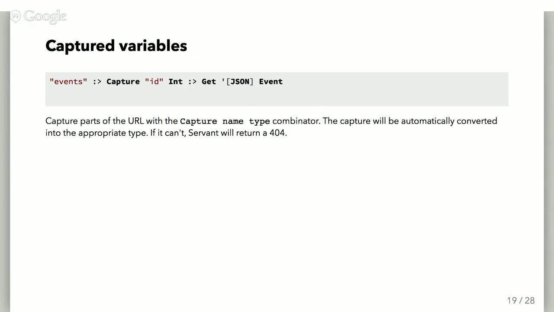And if it fails, it'll 404. So you have type safe routing at the variable capture level. You don't have to handle this in your router. Or sorry, in your handler. And then again, this is the first example we've seen that doesn't return a list of things, it just returns one thing, but it works exactly the same.